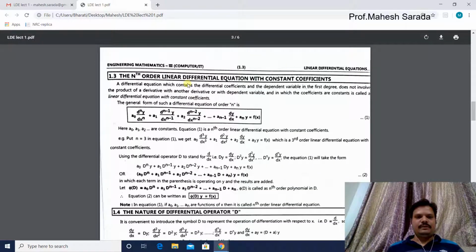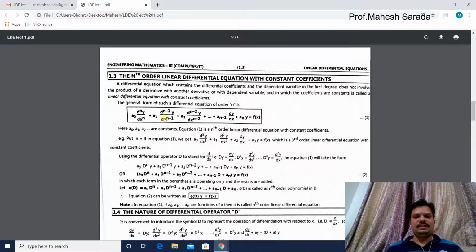Now this is our actual topic, the nth order linear differential equation with constant coefficients. See the definition: the differential equation which contains differential coefficients and the dependent variable in the first degree, does not involve the product of a derivative with another derivative or with the dependent variable, and in which the coefficients are constant, we call it a linear differential equation with constant coefficients.